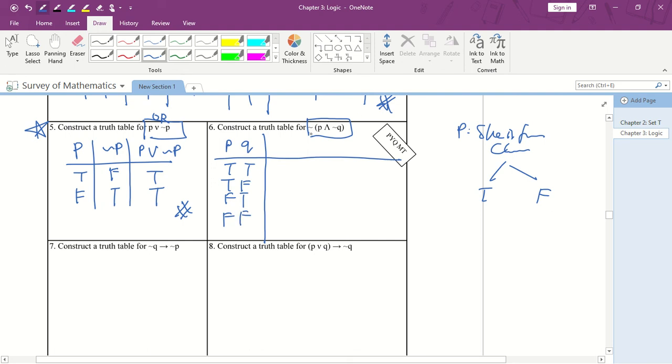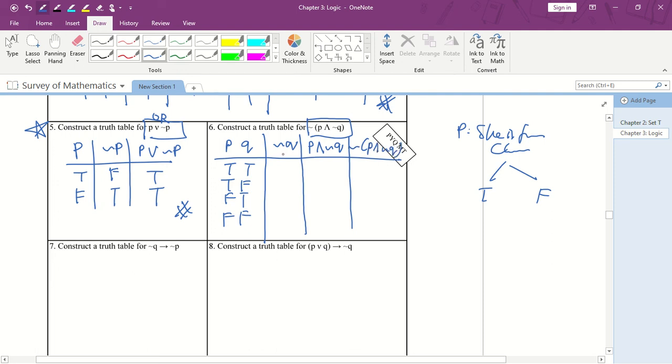And now we need to find, can we directly find negation of P and negation Q? No, because we don't even know what's inside. Can we directly find P and negation Q? No. Why? Because we don't have negation Q. So we need to have negation Q first. Once we have negation Q, then we can combine P and negation Q. And once we have P and negation Q, then we can get the whole thing: negation of P and negation Q.